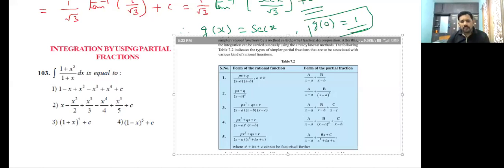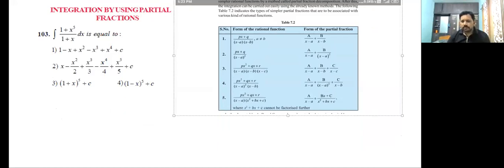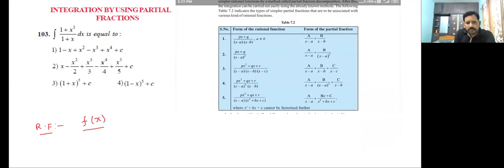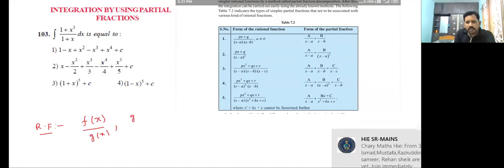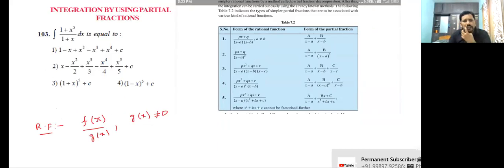First of all, what is partial fraction? Before going to that, we want to discuss rational fraction, RF. What does rational fraction mean? A fraction in the form of f of x by g of x, where g of x is not equal to 0. So f of x by g of x is called a rational fraction.